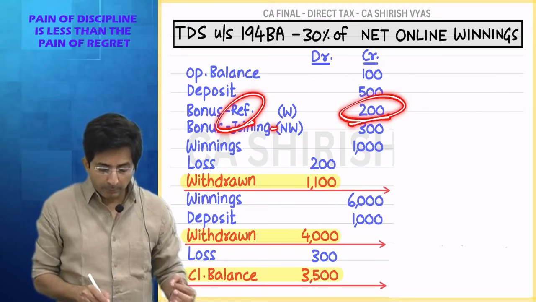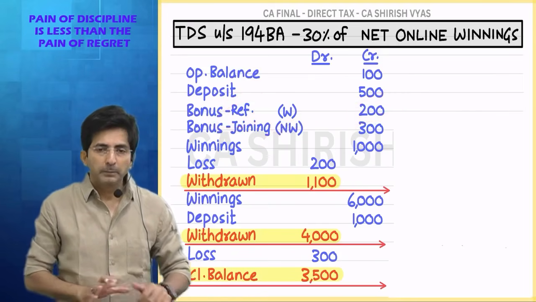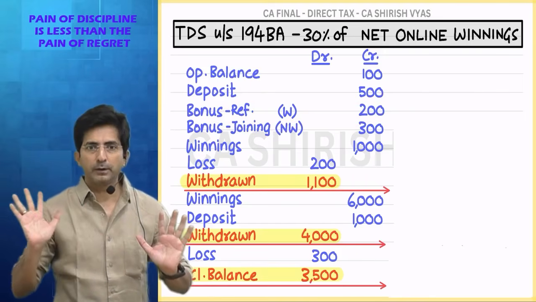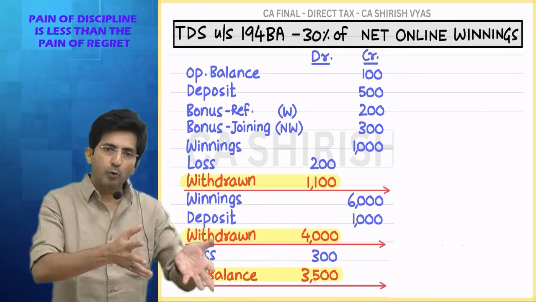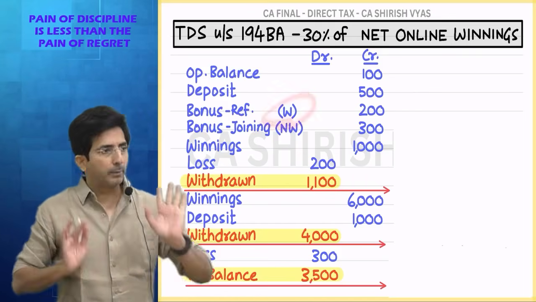And you know, W means what? W means withdrawable. It means the gaming platform says: this is a bonus given to you because you have referred 2 customers to us. So you will get a bonus, and if you want, you can withdraw this bonus. W stands for it is withdrawable.